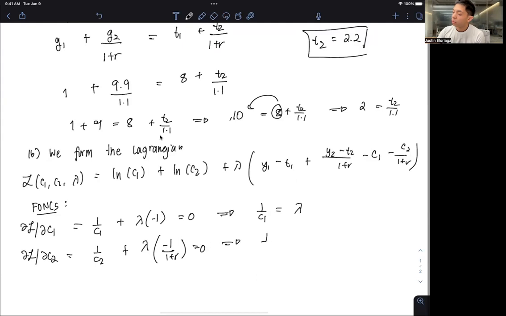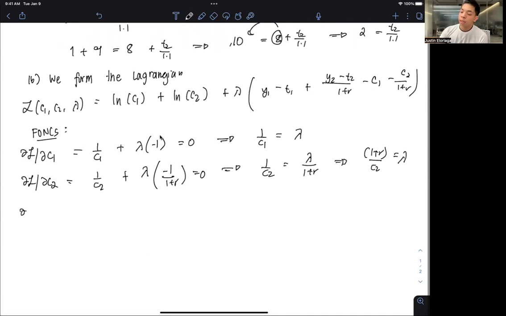And that implies that 1 over C2 is equal to lambda over 1 plus R, which would mean that (1 plus R) over C2 is equal to lambda, right? So pretty straightforward. Then we take the derivative with respect to lambda. Taking the derivative with respect to lambda, that's just a constraint: Y1 minus T1 plus (Y2 minus T2) over 1 plus R minus C1 minus C2 over 1 plus R equal to 0. All right? Nothing new, nothing fancy.